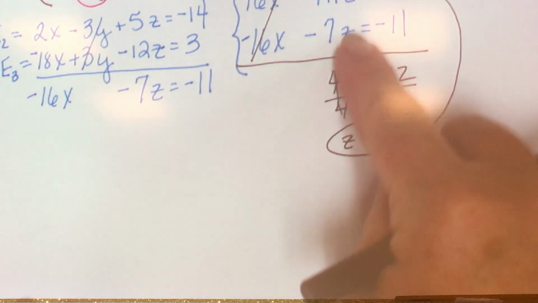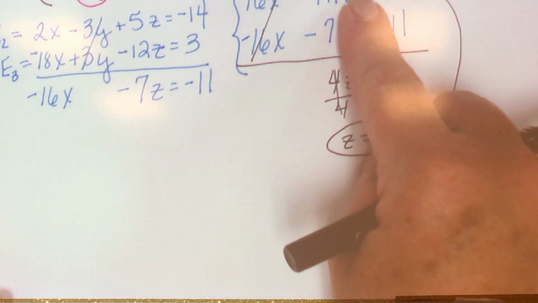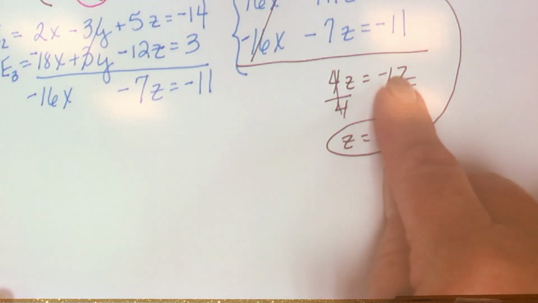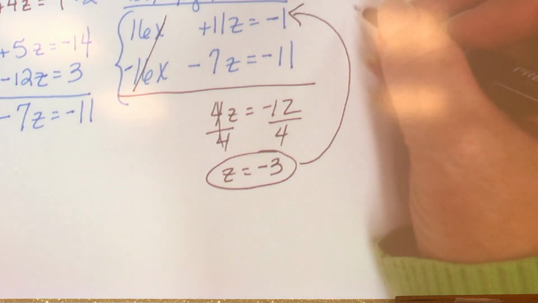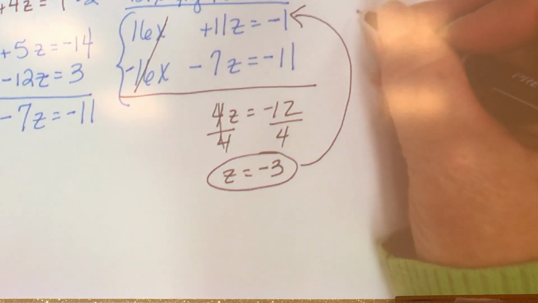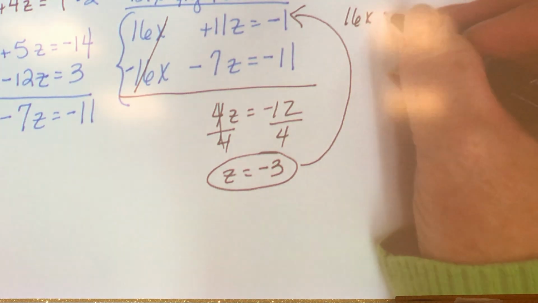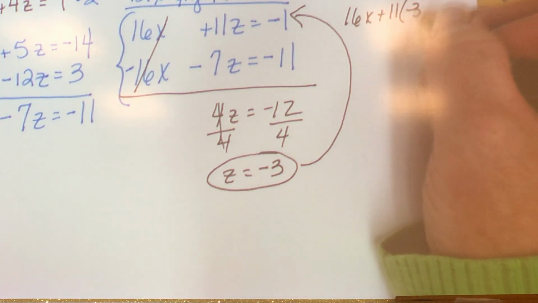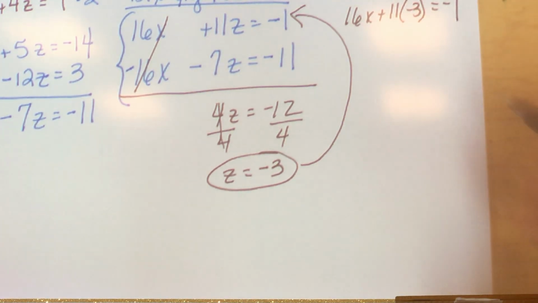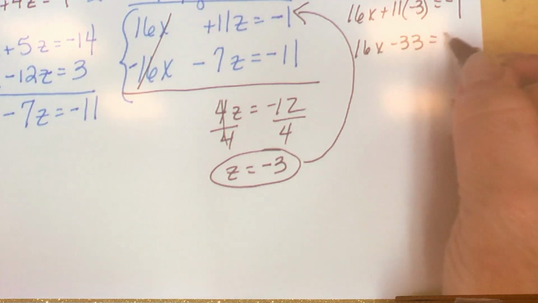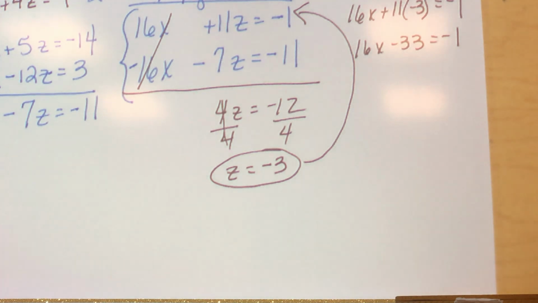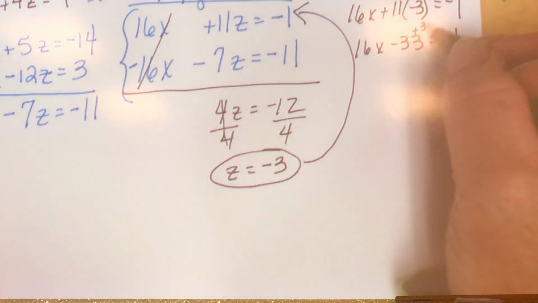You can plug it in either one, right? I'm going to choose the first one. It has fewer negatives. So I'm going to plug it in right there. I'm going to say 16x plus 11 times negative 3 equals negative 1. So that was negative 33. Now what do I do? Add 33.